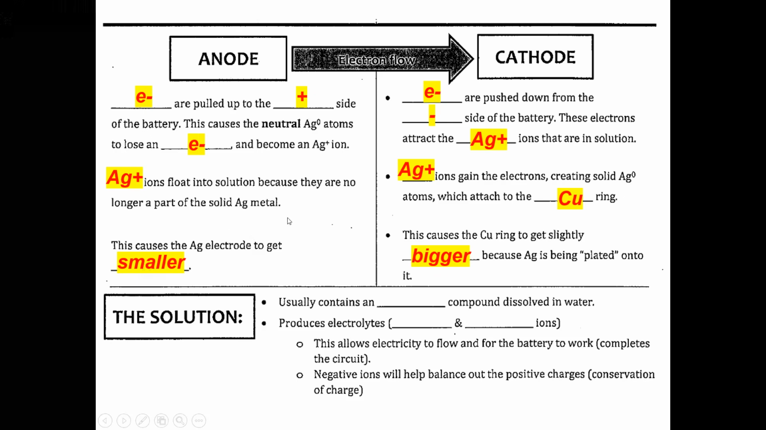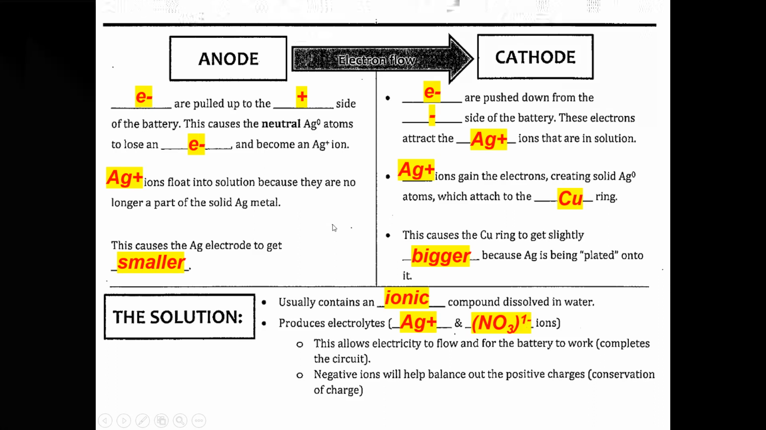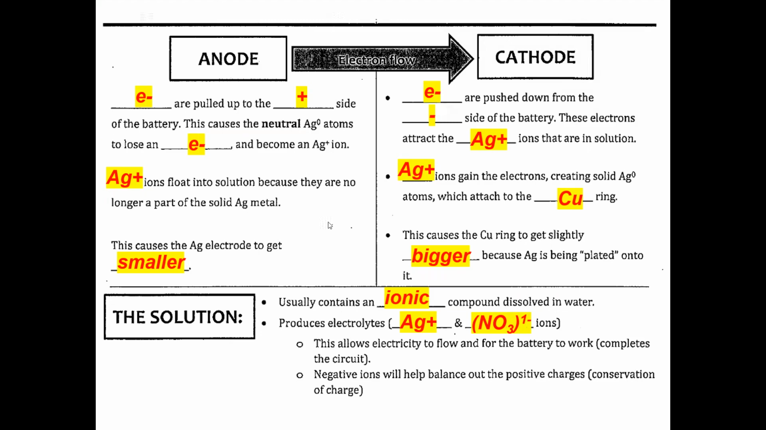What's going on in the solution? Well, it's an ionic compound. You have to start off with some kind of ionic compound. Probably AgNO3 would be a good one to use. Then that way you can conduct electricity through the solution right from the very start.